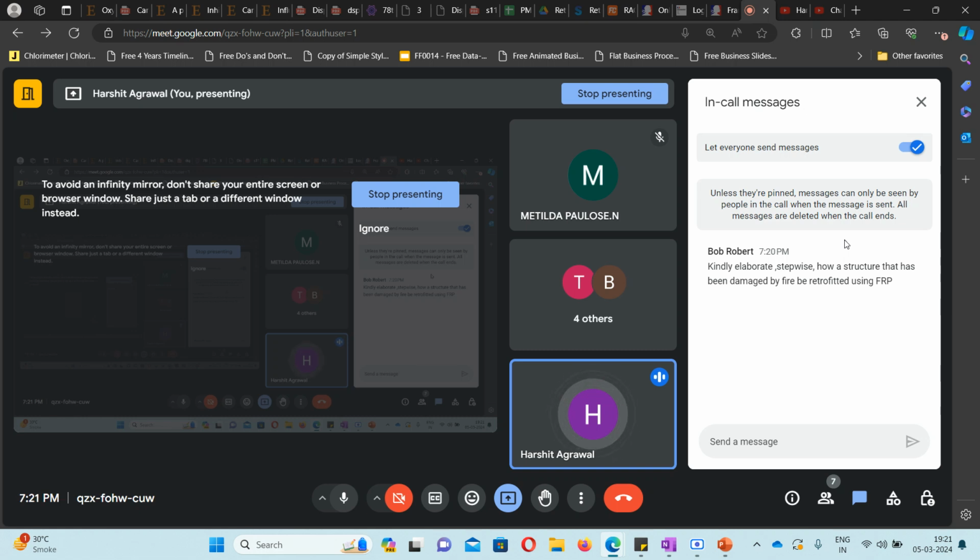We'll take a structure, and we'll see, due to fire damage, what are the possible modes of failure that can occur in the structure, what are the critical areas that can be affected, and what we need to do for that. Okay.